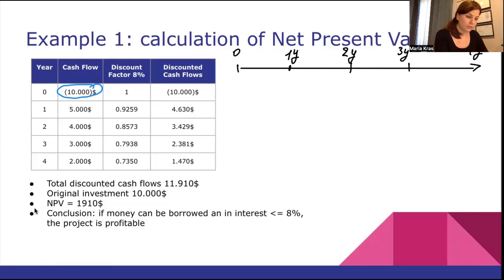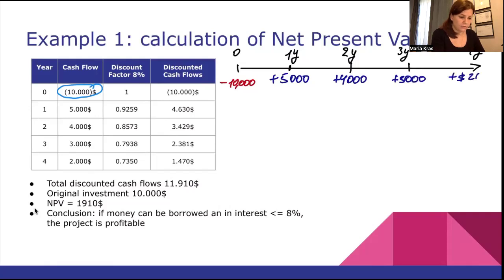So today, what I'm doing, I'm investing $10,000. Let's say that I need to buy computers for my firm. What kind of cash inflows are there? So in the first year, I will receive $5,000. In the second year, I will receive $4,000. In the third year, we will receive $3,000. And in the fourth year, I will receive final $2,000, after which my computers will have to be sold or something like that. Let's not discuss that at this moment.